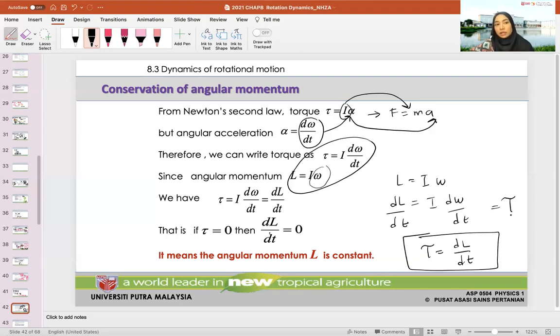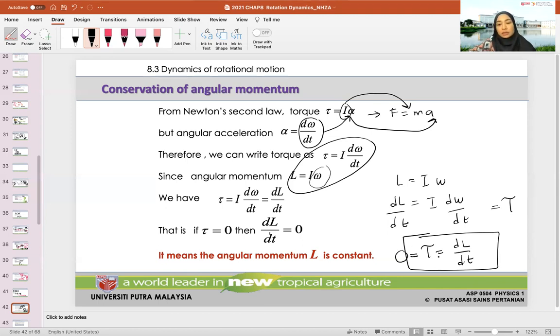So if torque is 0, meaning you're not applying any force in the rotational sense, there's no external force acting on the rotating object. Why not? Because torque is r times F, right? You need to have that F. So if force is not present in a rotating object, there's no external force acting, therefore your angular momentum is conserved.